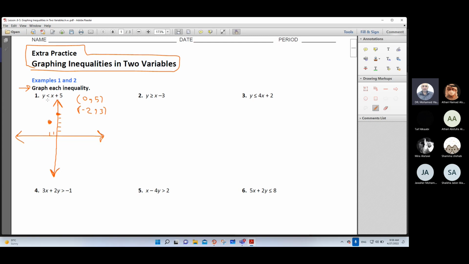And as you see in the sign, we don't have equal, so draw a dashed line.